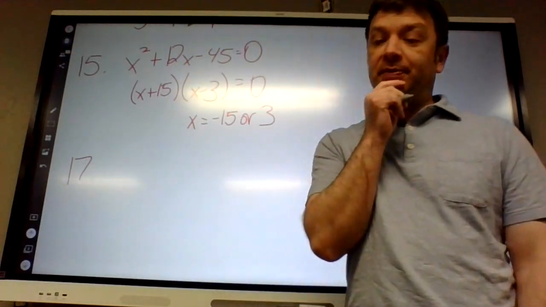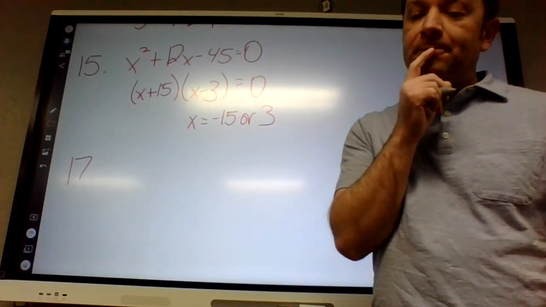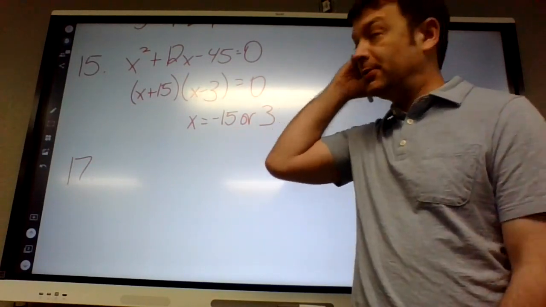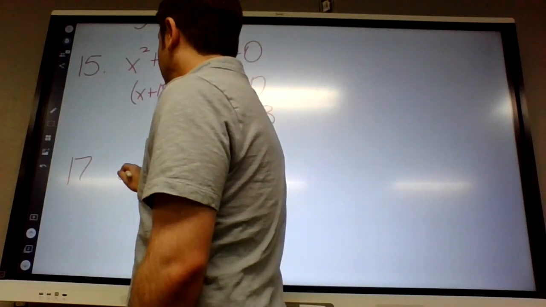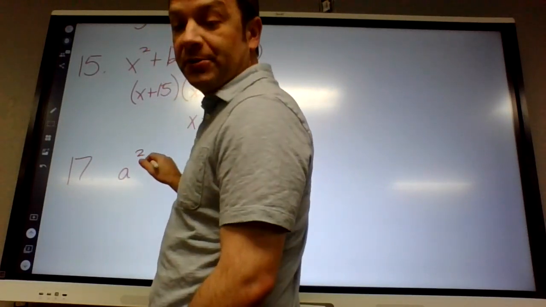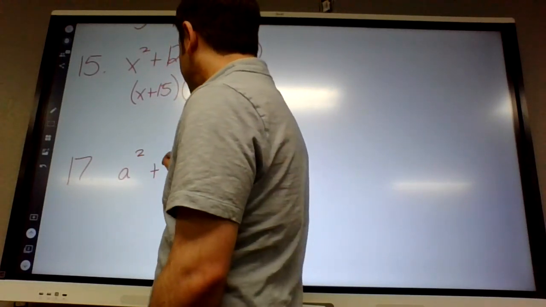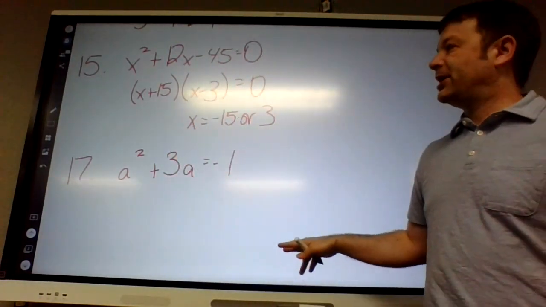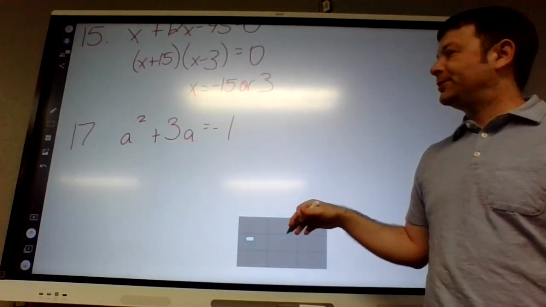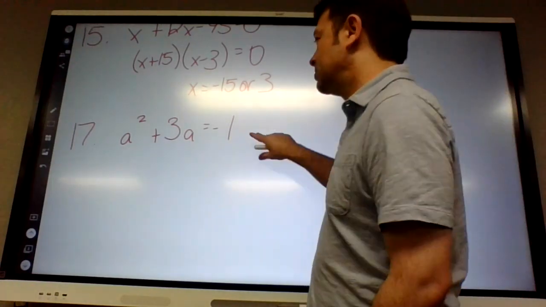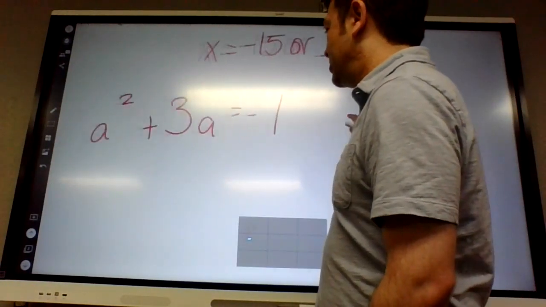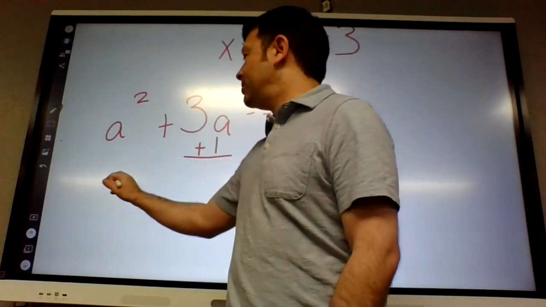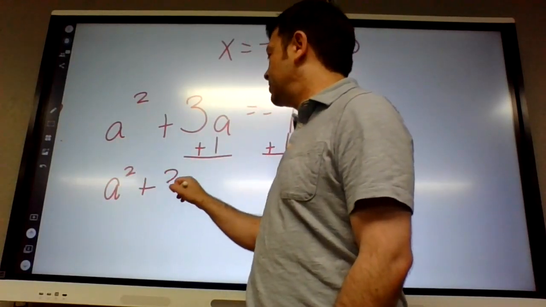Okay, number 17. Is this going to factor? Do two things multiply into 1 that add up to 3? No. It does not factor, so we have to use the quadratic formula. Whether I'm factoring or not, what's my first step? Add 1 to the left, so we want a 0 on the right.